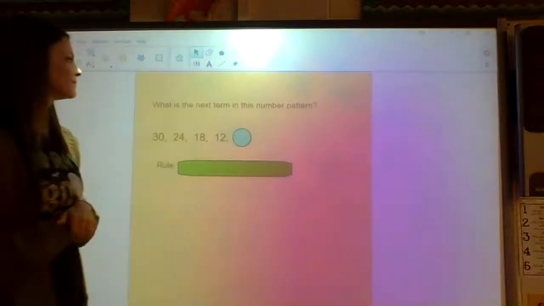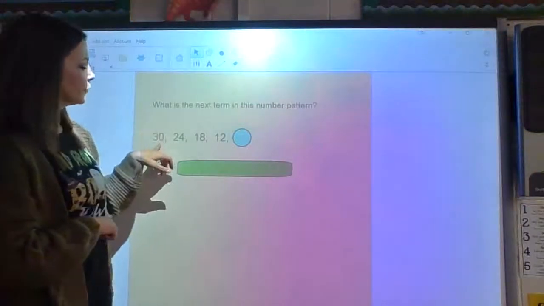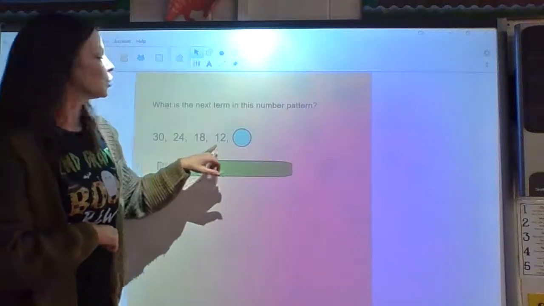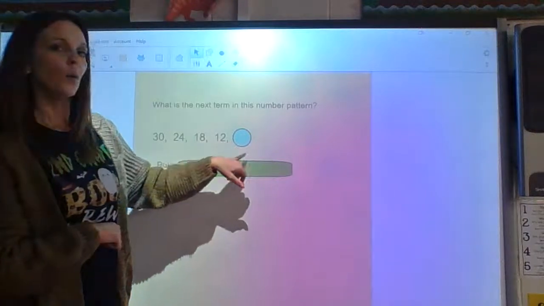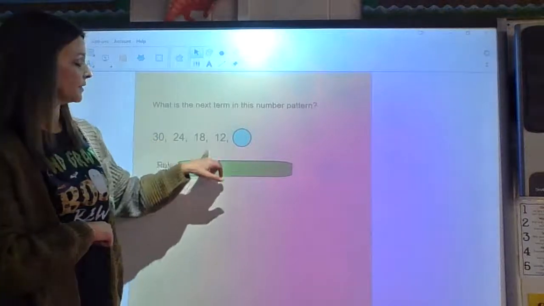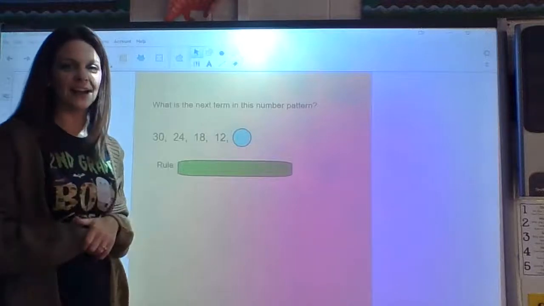Now it's your turn. Try this one. Write 30, 24, 18, 12. What's my next number? What happens from number to number? See if you can decide. Push pause and give it a try.